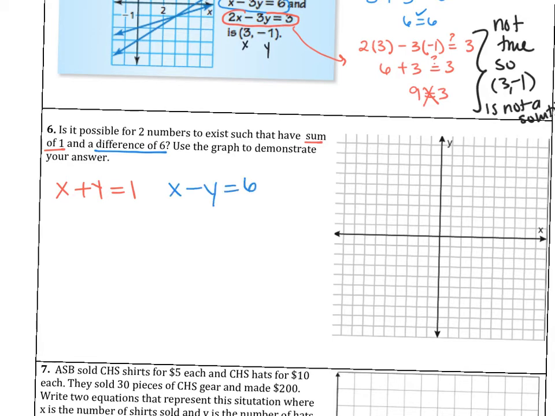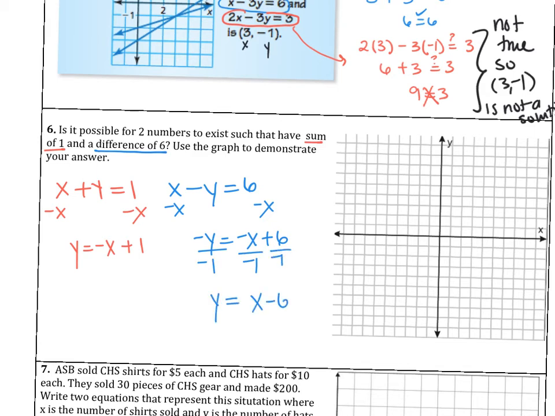All right, well, let's see. Let me graph these things. Negative x, I get y equals negative x plus 1. And then over here, let me solve for y. Negative y equals negative x plus 6. I'm going to divide by negative 1 everywhere. Y equals x minus 6. Let's graph these things.